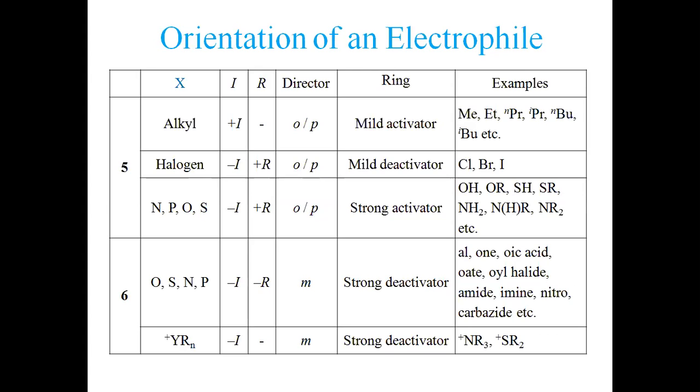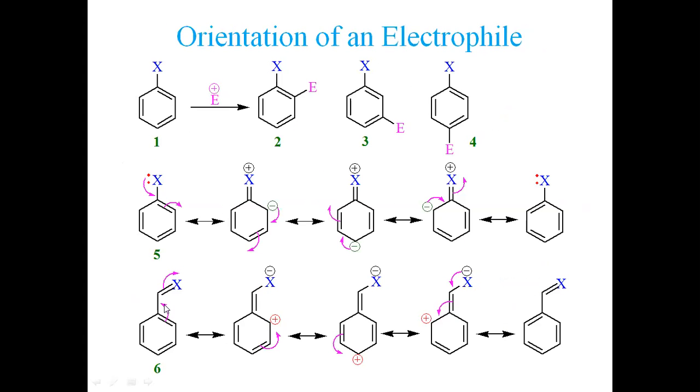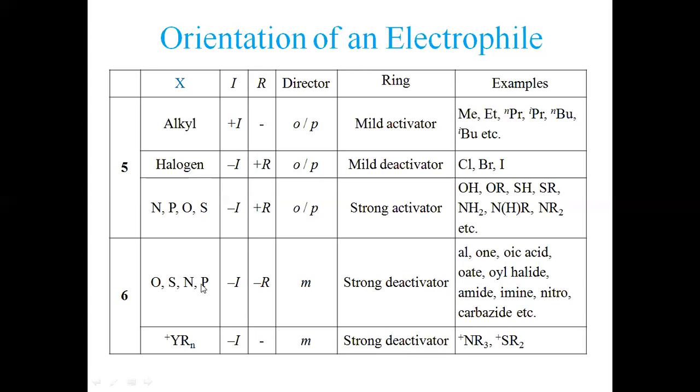Now let's see if we have a model number 6. And model number 6 is this one, in which we have a carbon-X double bond. So this X may be oxygen, sulfur, nitrogen, phosphorus. In all cases, it is no doubt by inductive effect, this is electron withdrawing. But by resonance effect, what is it? It is electron withdrawing as well, not electron donating.